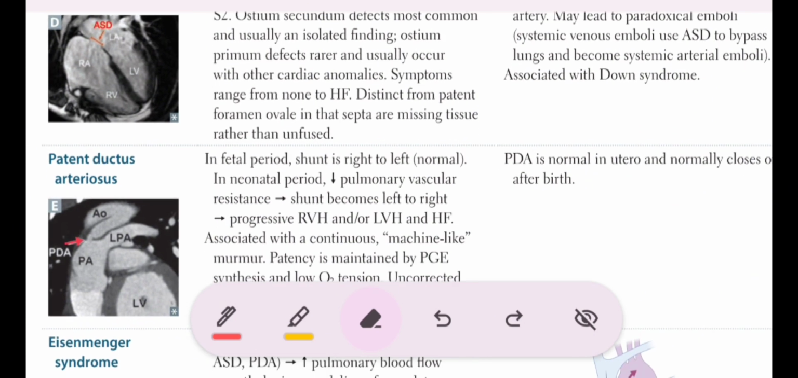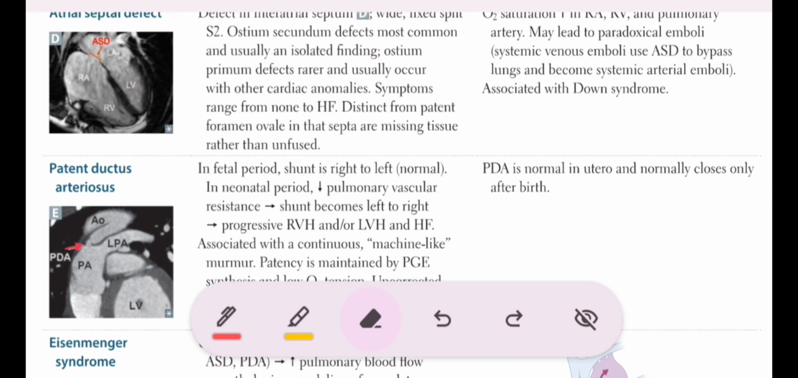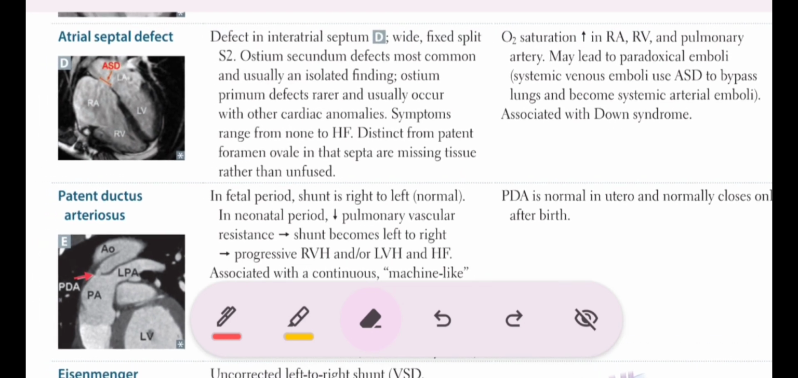Symptoms range from mild to heart failure. It is distinct from patent foramen ovale in that the septa are missing tissue rather than unfused. The oxygen saturation in the right atrium is more, and in the right ventricle it is also more, and in the pulmonary artery it is also more.